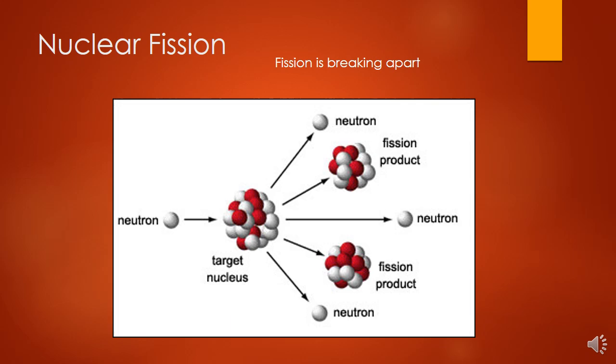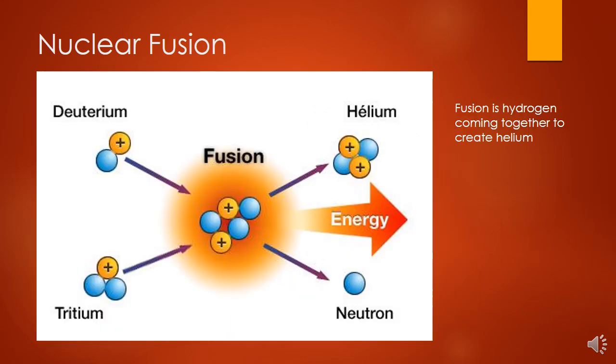And now the last topic is nuclear fission and nuclear fusion. Nuclear fission, I want you to remember, fission is breaking apart. This is how atom bombs work. This is how nuclear reactors work. We take a large nucleus, we fire a neutron into it, and that large nucleus breaks into two smaller nuclei. When it does that, it releases a huge amount of energy. That's nuclear fission, breaking up.